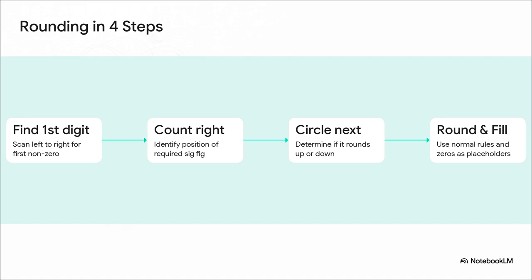If it's a 5 or more, you round your target digit up. Less than 5, just leave it alone. Finally, Step 4, round the number and fill in the rest of the spaces up to the decimal point with place-holding zeros. Honestly, examiners love to see you mentally or even physically on the paper, underlining and circling these digits.